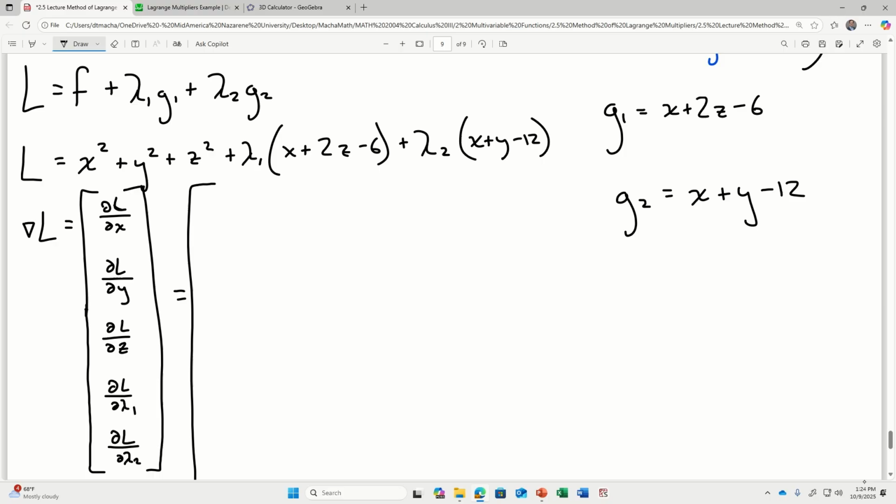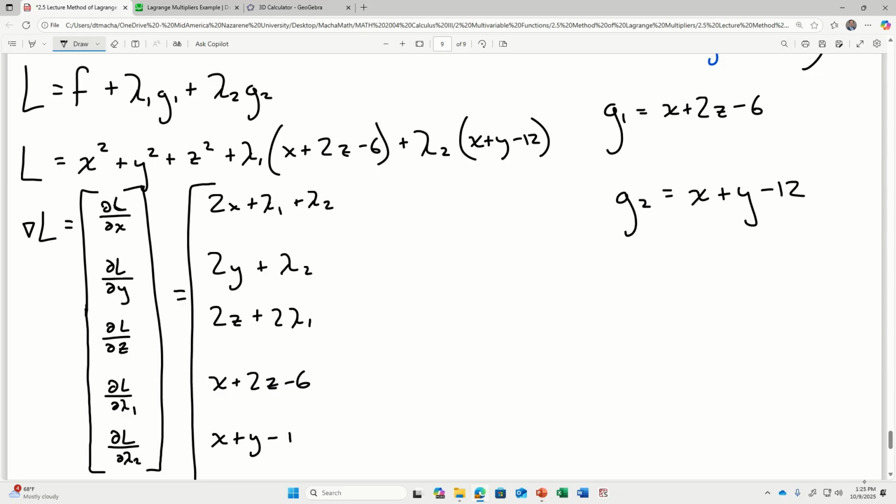The partial with respect to x is going to be 2x plus lambda 1 plus lambda 2. The partial with respect to y is going to be 2y plus lambda 2. The partial with respect to z is going to be 2z plus 2 lambda 1. The partial with respect to lambda 1 is going to be x plus 2z minus 6. And the partial with respect to lambda 2 is x plus y minus 12.